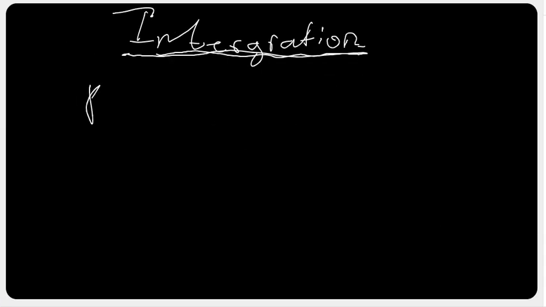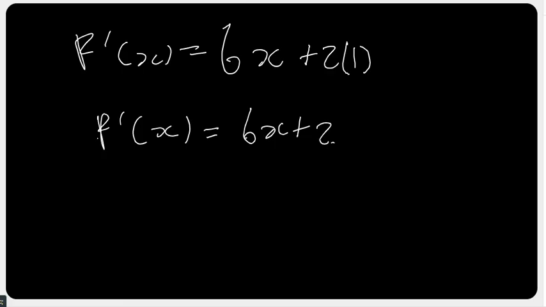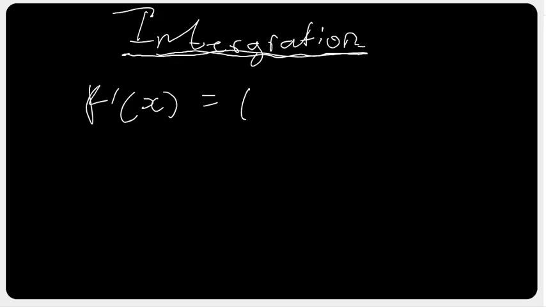So now, let's say you have the derivative of a function being 6x plus 2, and we don't know what our original function is. In order for us to have an idea of what the original function of this derivative looks like, we have to find an integration. How do we do that?